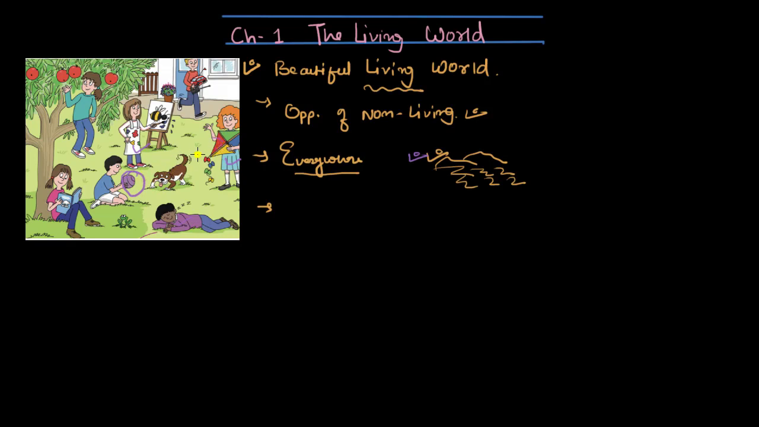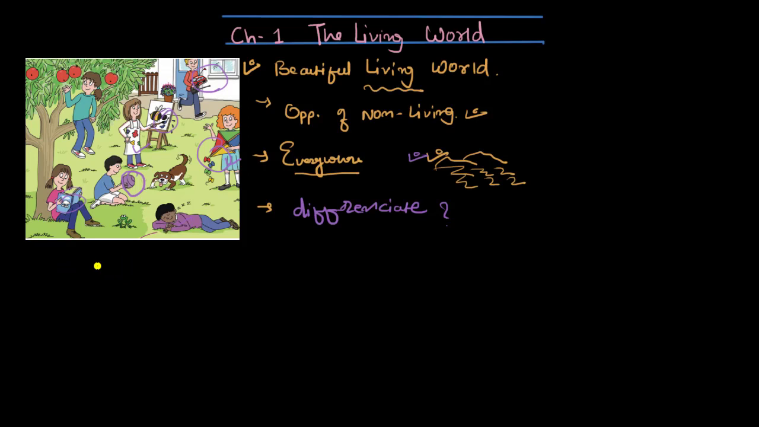For example, this ball, this kite, this painting, this car, this book. So how are you going to differentiate between the living and non-living, right? That is a big question. How can you differentiate between the living and non-living?